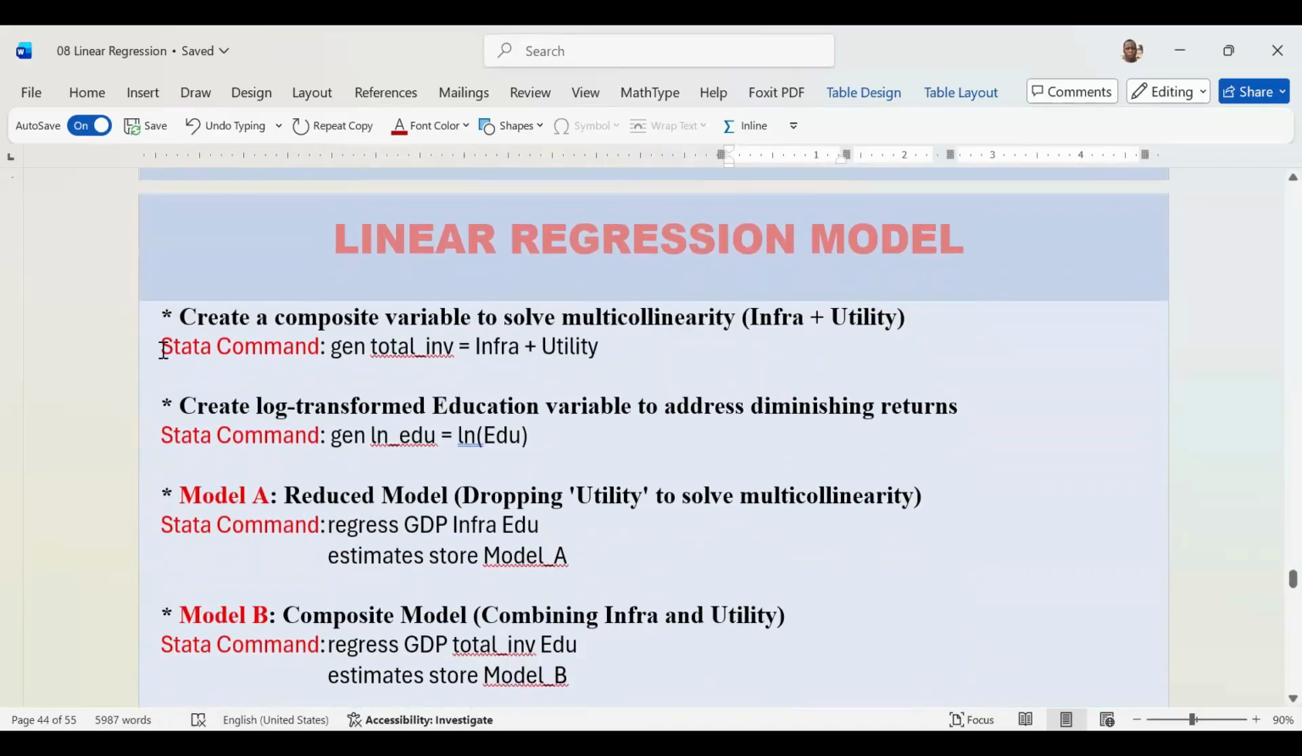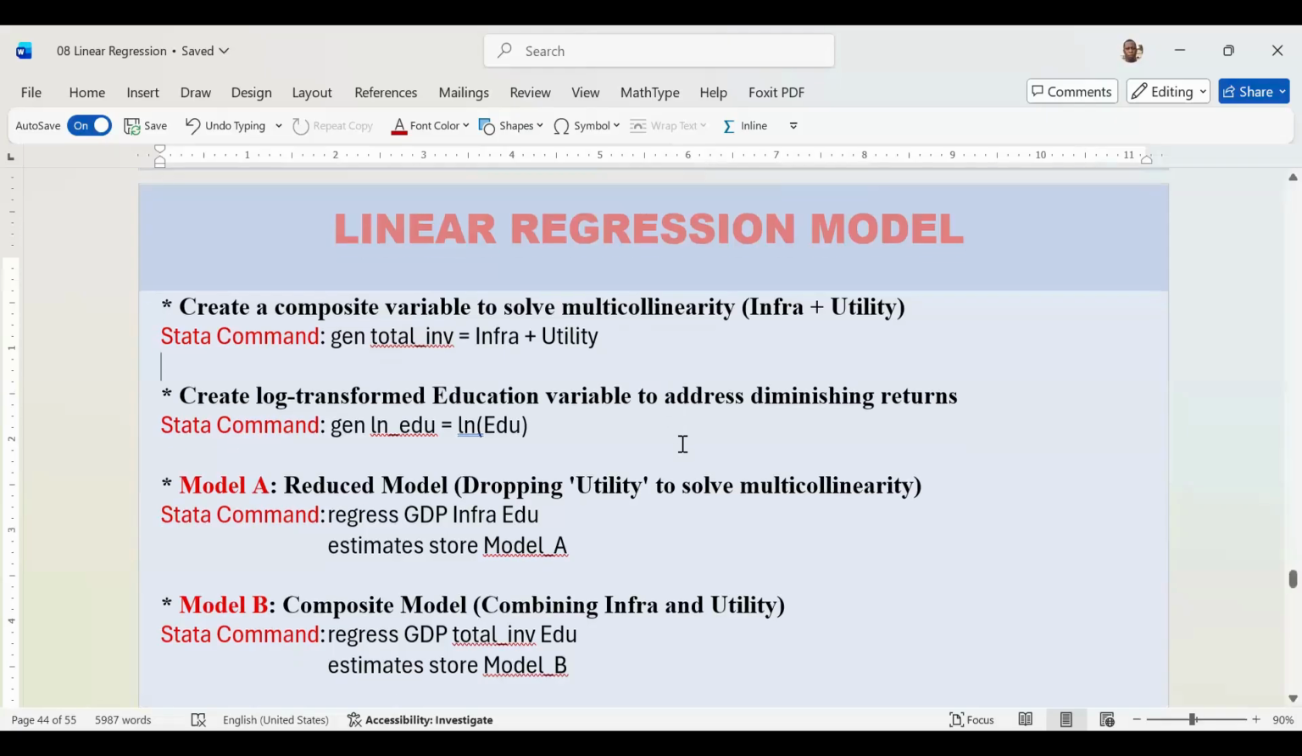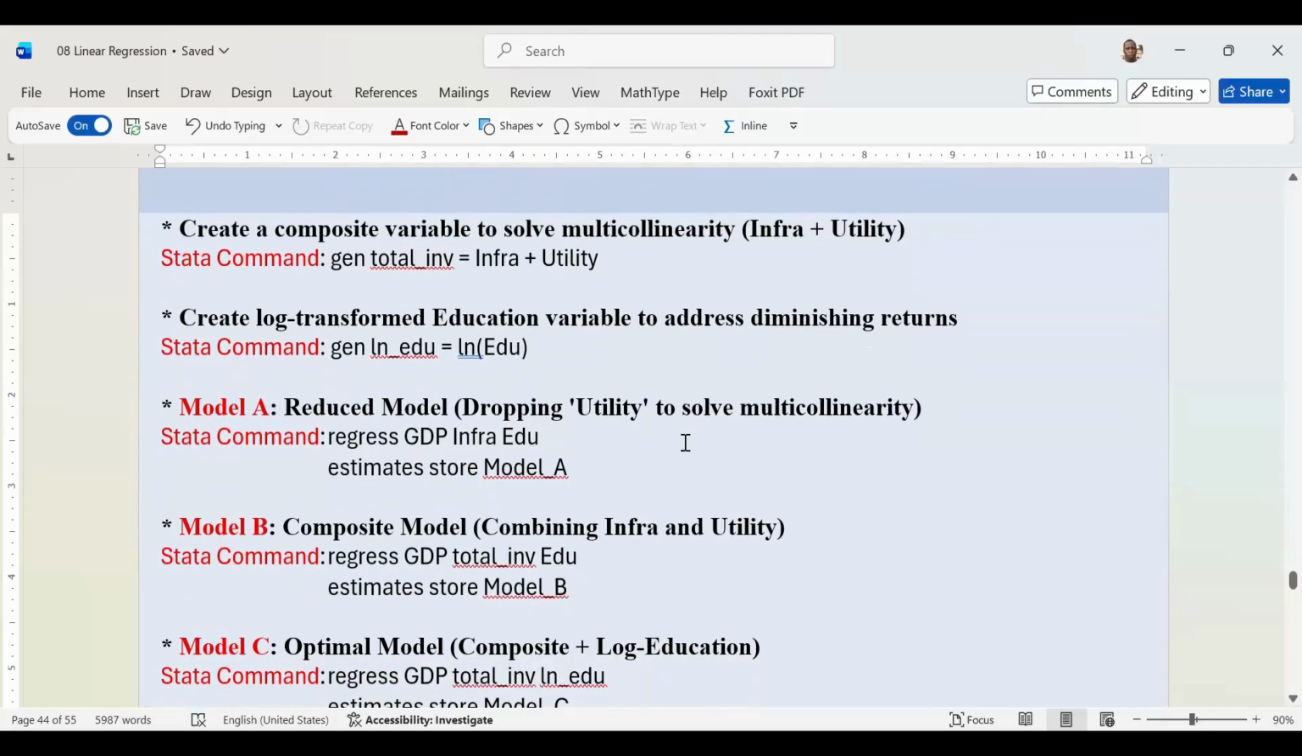So first, I decide on the first option. You can add them, infrastructure and utility, to form one variable and use it to run. Or you can drop utility and use only infrastructure, or drop infrastructure and use utility. Okay? So that's what I did there. I find the total, then use it. So that in the long run, we use only two independent variables to run. So we regress the reduced model.